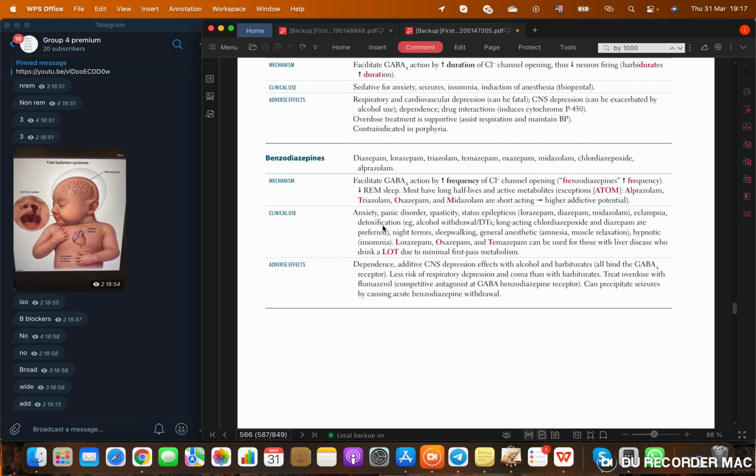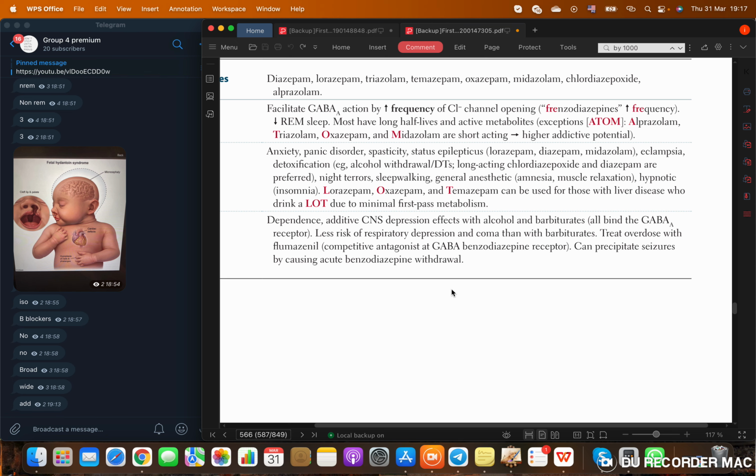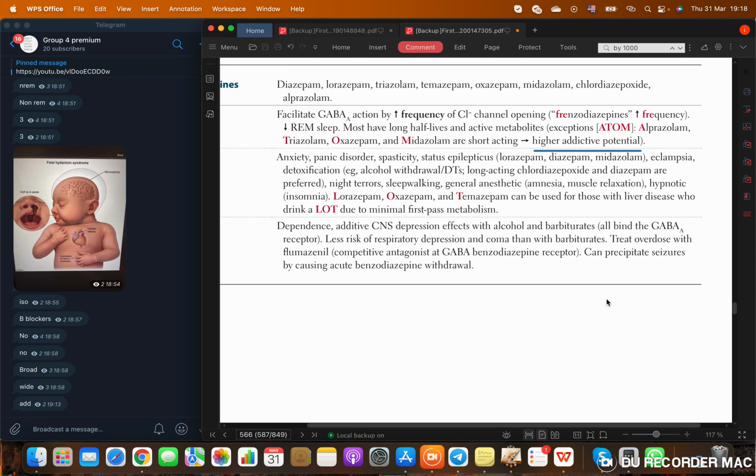The mechanism is facilitation of the GABA action by increasing the frequency of a chloride channel opening. So it's not the duration, it's the frequency. They decrease the REM sleep. Most have a long half-life and an active metabolite. The exceptions have a shorter half-life, like alprazolam, triazolam, oxazepam, and midazolam. They are short-acting. Any medication that is short-acting has high addictive potential.